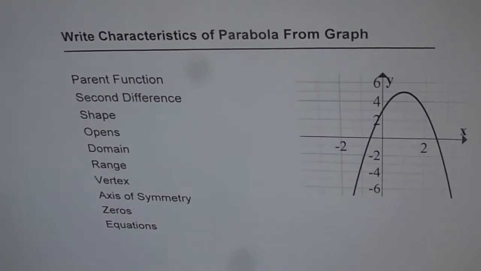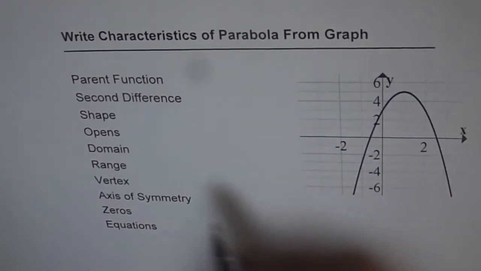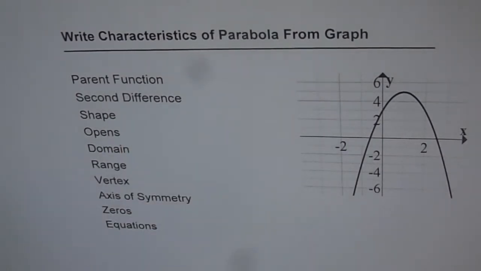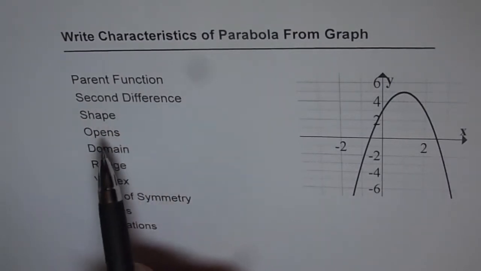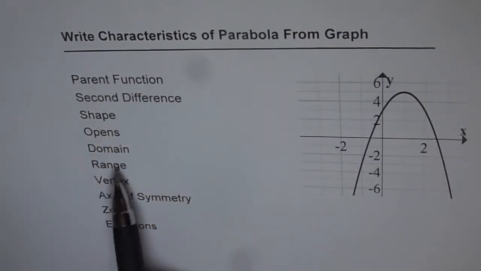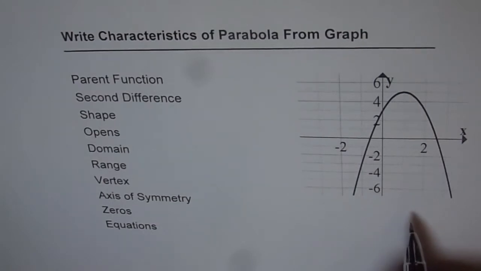So I'd like you to pause the video, write the answer and then look into my suggestion. Take it as a test problem. The question here is, write characteristics of parabola from graph. So graph is given right there and these are the characteristics which we'd like you to write down from this given graph: parent function, second difference, shape, opens which direction, domain, range, vertex, axis of symmetry, zeros and equation of this parabola. Now here are my suggestions.